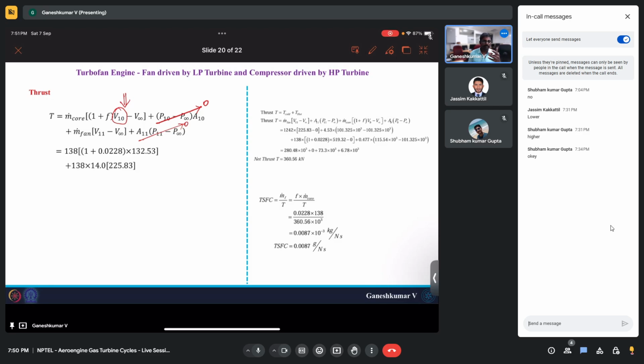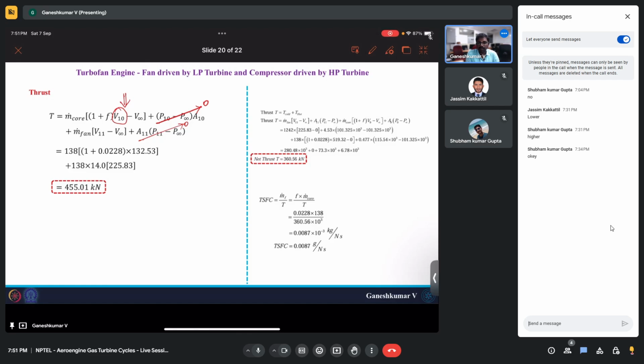Now you have only the mass flow rate contribution, or the momentum contribution, and we have substituted these numbers. You'll be surprised to see you will get a thrust of 455.01 kilonewton. You can do the calculations and check for yourself. The thrust that you got from a conventional turbofan engine is 360.56 kilonewton. So the thrust now for the gear turbofan engine is 455.01. So there is a huge increase in thrust, although there is a reduction in nozzle velocity.